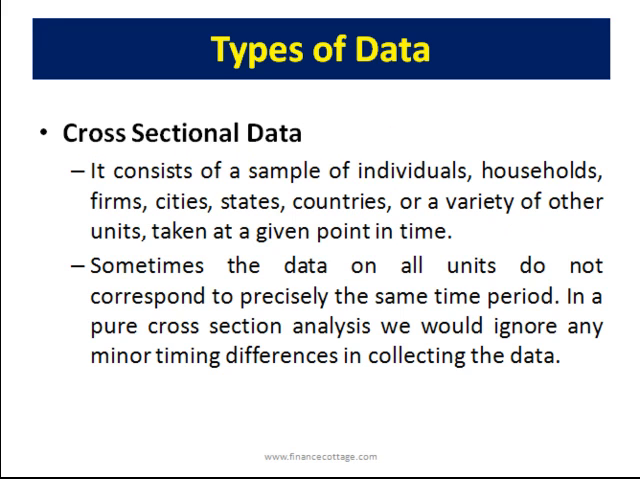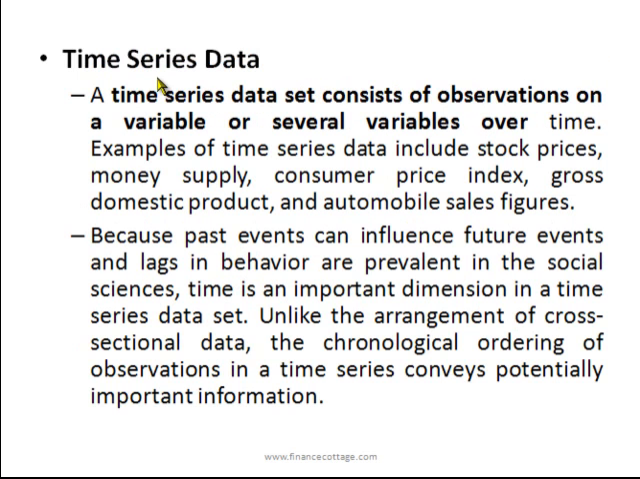In contrast to cross-sectional data, there is time series data. In time series data, there is only one firm, only one variable, the data of which is collected over a given period of time. So if I collect the data of one company over a given period, for example 2001, 2002, 2003, 2004 and so on up to 2010, this would be time series data.